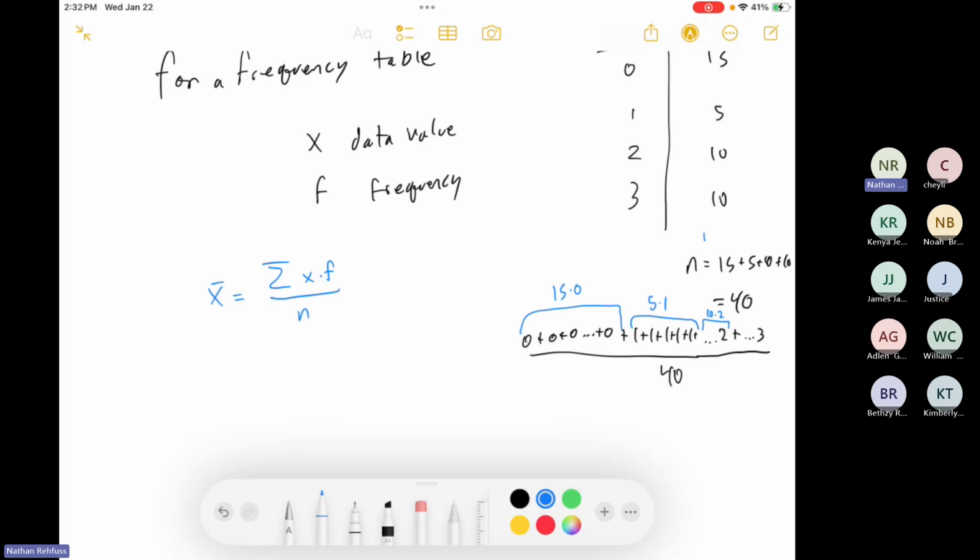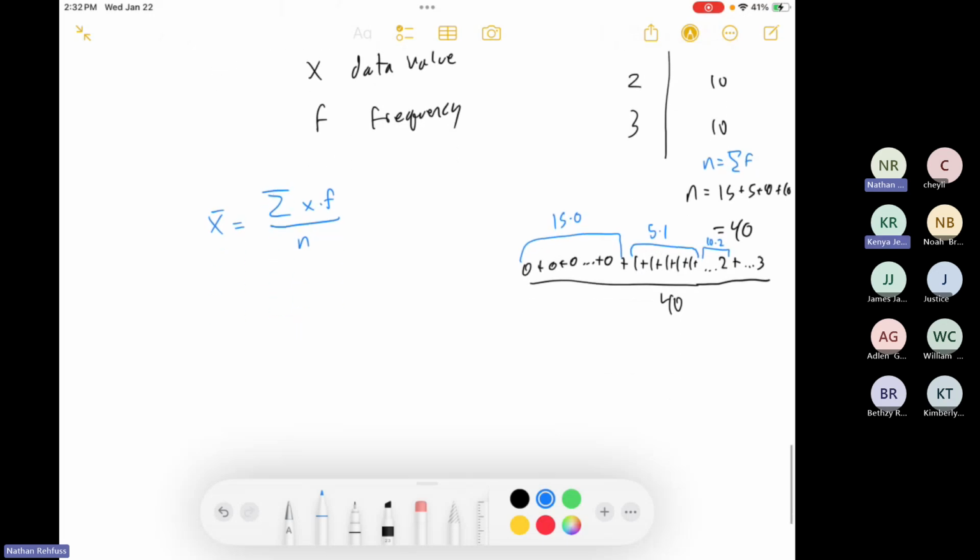And here n was the sum of all frequencies. Okay, so in this case, I could say that there were 15 people with no cats. There were 5 people with 1 cat, 10 with 2, and 10 with 3. If we add those all together and divide by 40, what does that tell us? 5 times 1 plus 10 times 2 plus 10 times 3.